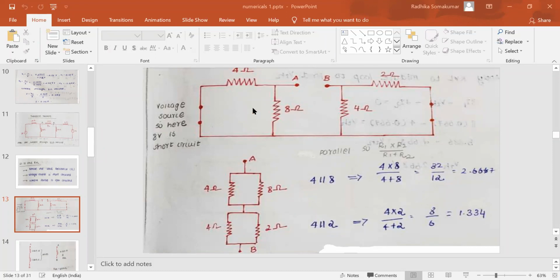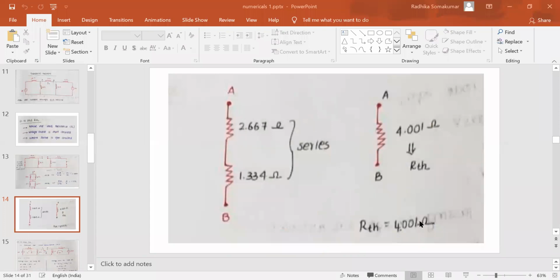Series, yes. So your equivalent resistance can be calculated by first finding the equivalent parallel resistance in both cases and taking the series combination of those two answers. So you have 2.66 and 1.33. Taking the sum of these two values will give you the equivalent resistance. All right, that's how you get the RThevenin value.